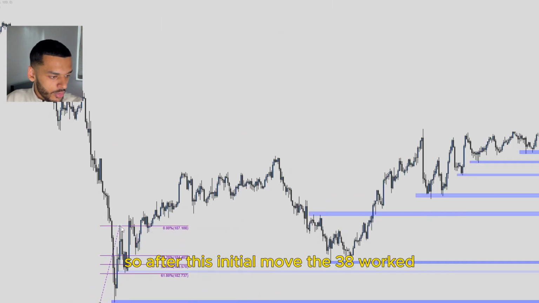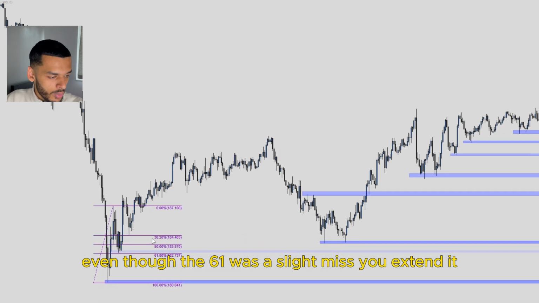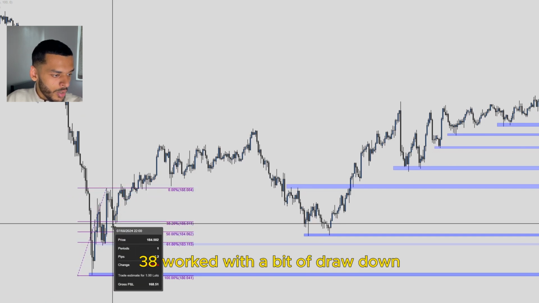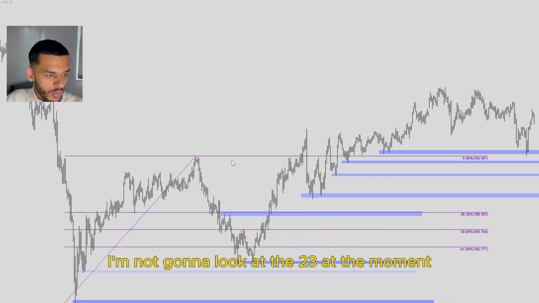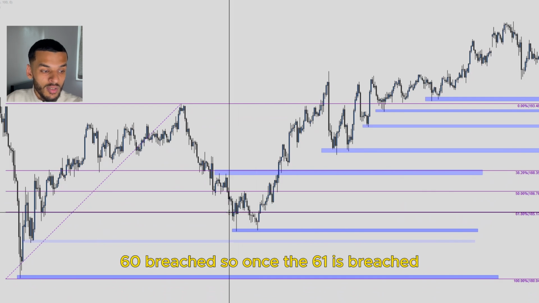So after this initial move, the 38 worked, breach of 50 to take the 61, even though the 61 was a slight miss. You extend it, 38 worked with a bit of drawdown. You extend it even more. I'm not going to look at the 23 at the moment. So the 38 worked, 50 worked, 61 breached.